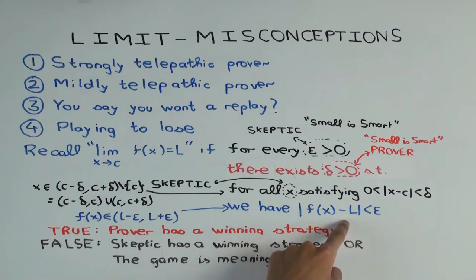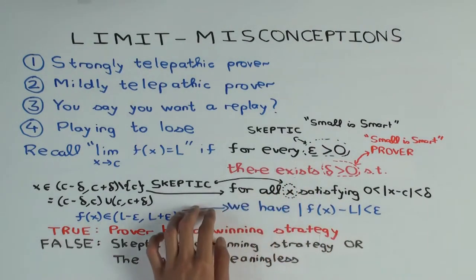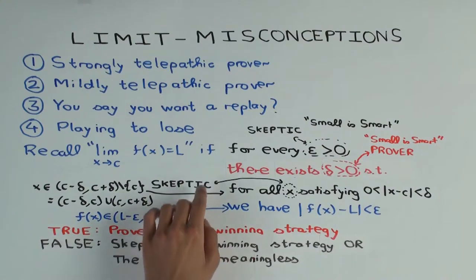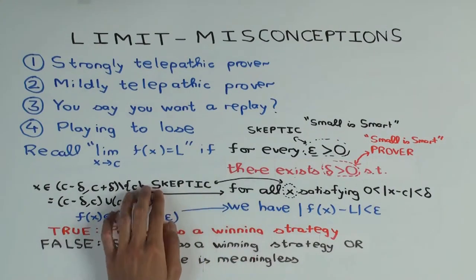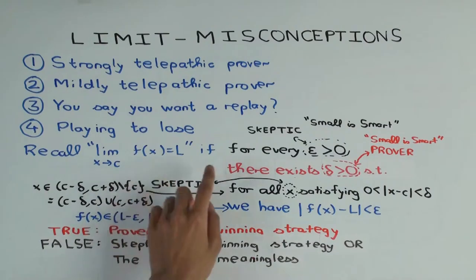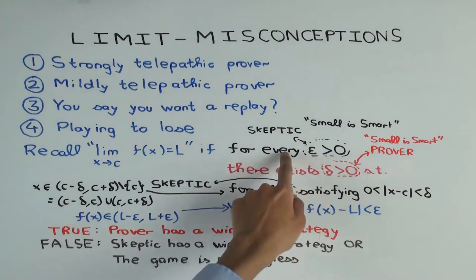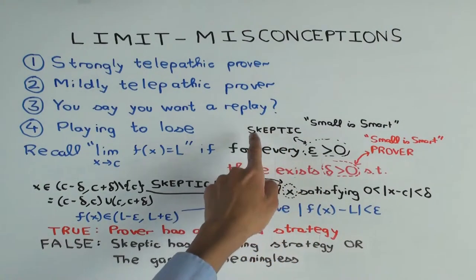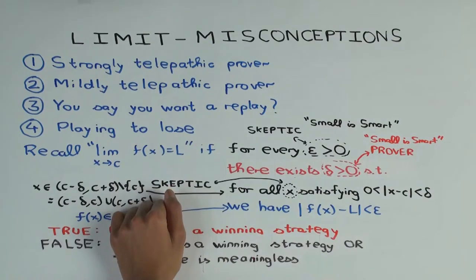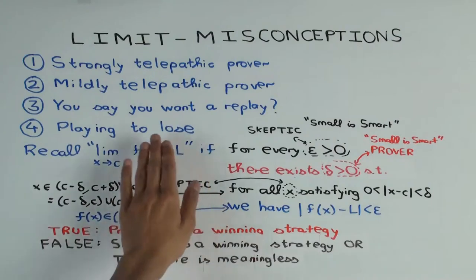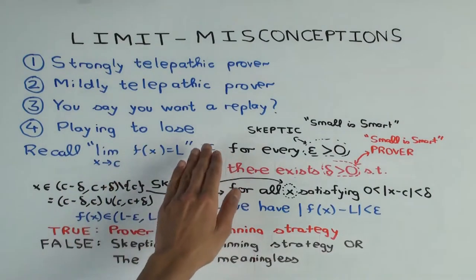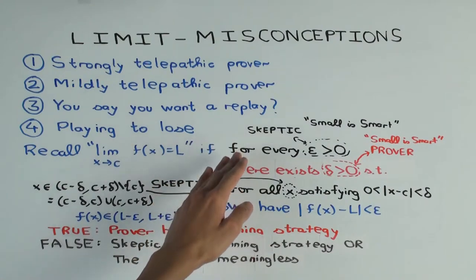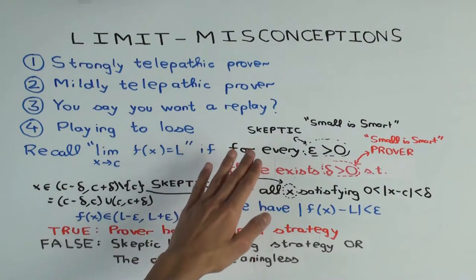Okay? Now, how do we describe this in terms of a limit game? The skeptic starts off with the first part of the definition, picking the epsilon. What's the goal of the skeptic? To try and pick an epsilon that would not work. So the overall goal of the skeptic is to try to show that the statement is false. So the skeptic should try to start by choosing an epsilon that is really small.